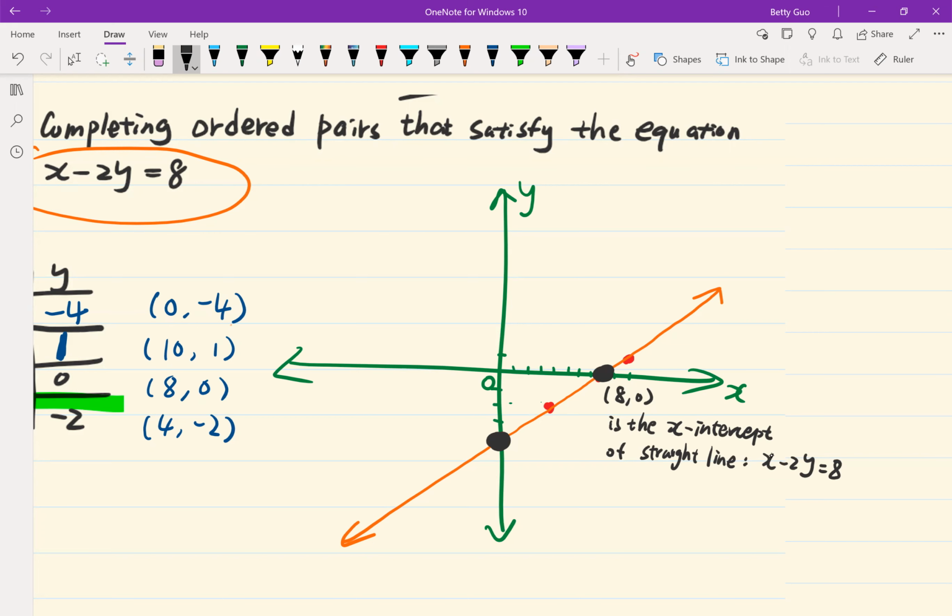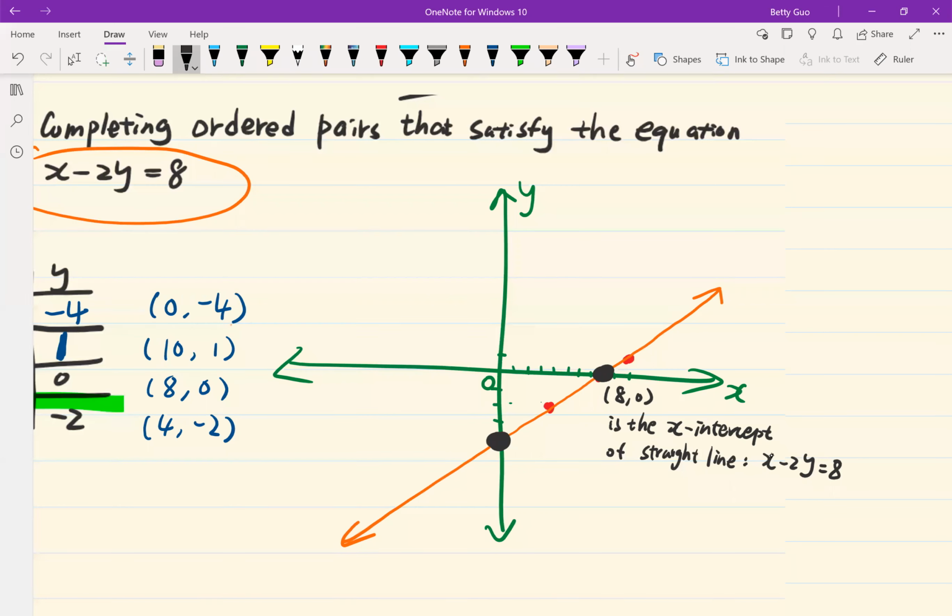X-intercept of a straight line is a point where the straight line cross x-axis. X-intercept, so x-axis. Am I clear? It is a point, so it has 2 coordinates. In this case, it's a comma 0. That point is the intersection of the straight line and the x-axis. So that point is the x-intercept.